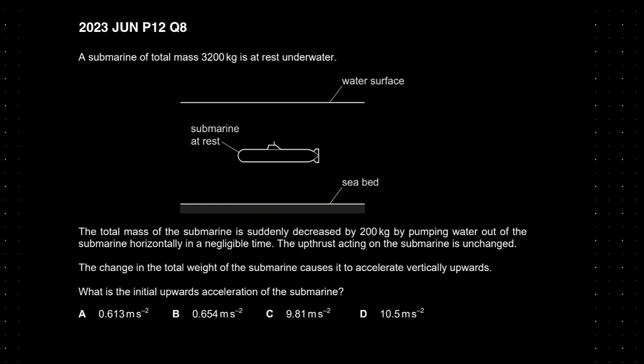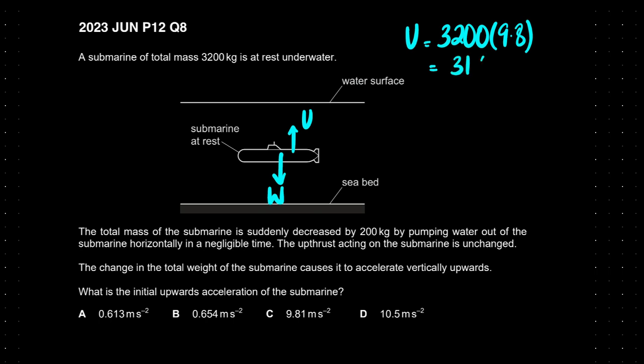So the idea here is this, that initially it was at rest. So this means the vertical forces were balanced. So in this case, previously, this was the weight and there was the upward upthrust. And upthrust would really be equal to the weight, which would be 3200 times 9.8. Right? This is what the upthrust was before. Let's calculate this. So 31,360. This is what it was before.